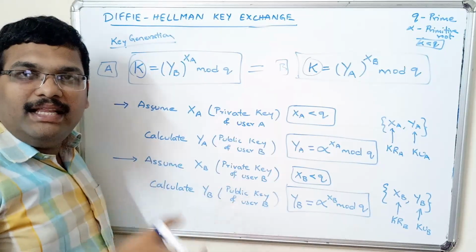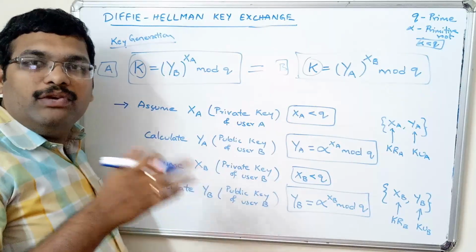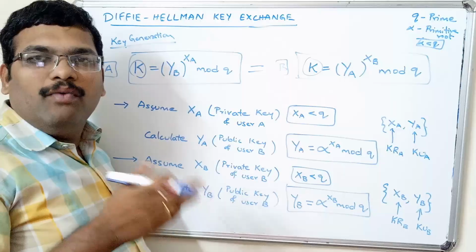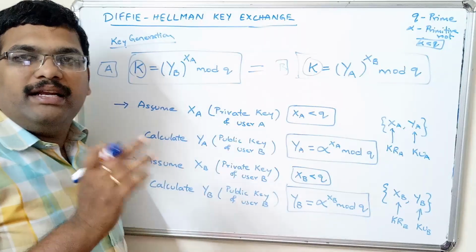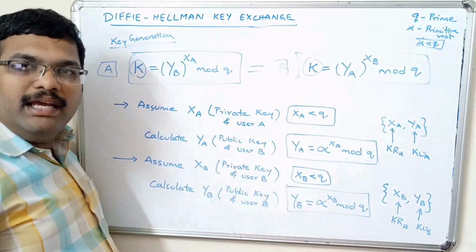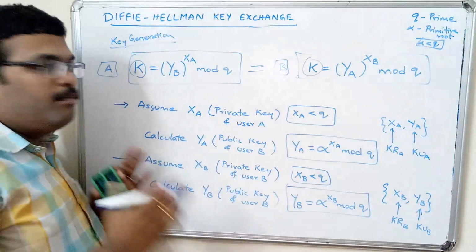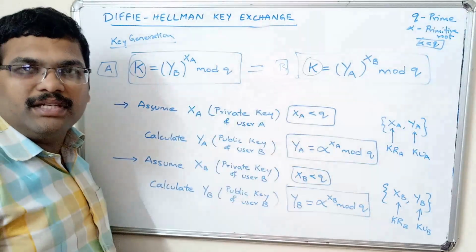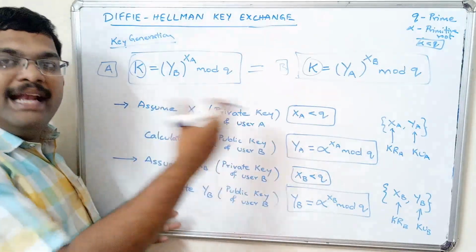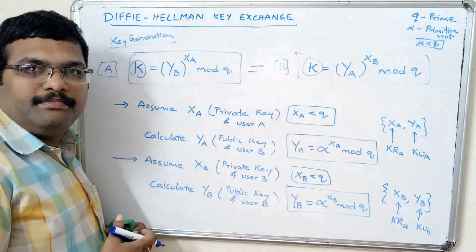As we said, in symmetric encryption, whatever key we are using at the encryption side, we have to use the same key at the decryption side. So here we are not exchanging the key, we are just generating the key on both the sender and receiver side, which gets an equal value by simple calculations.